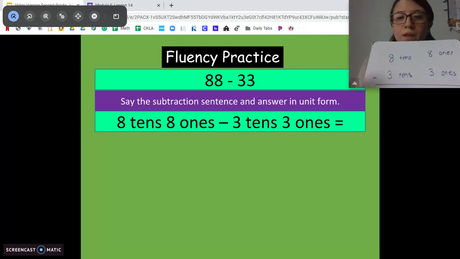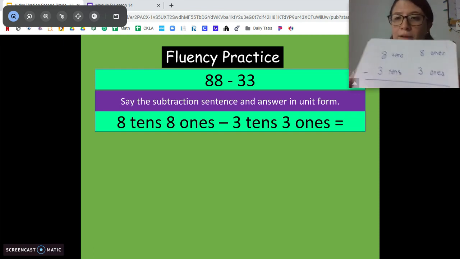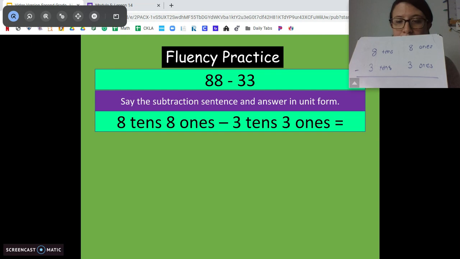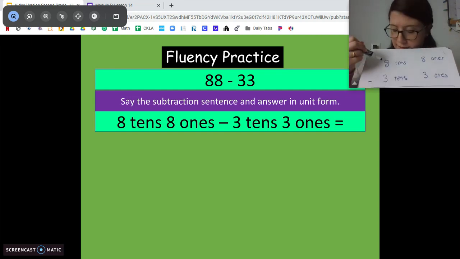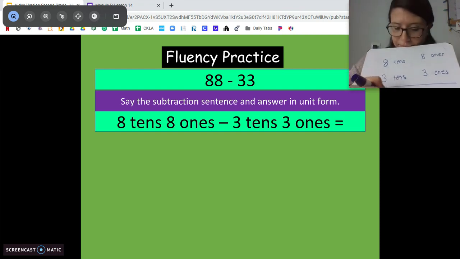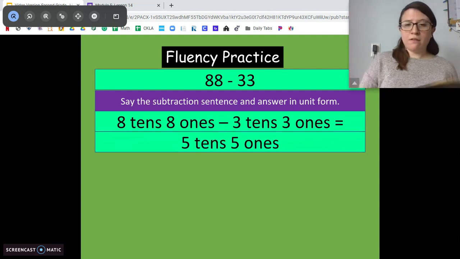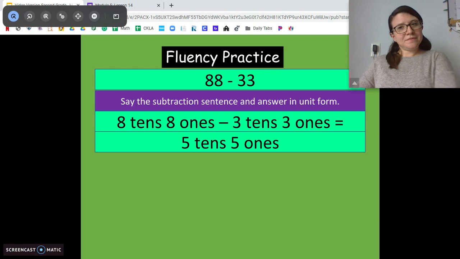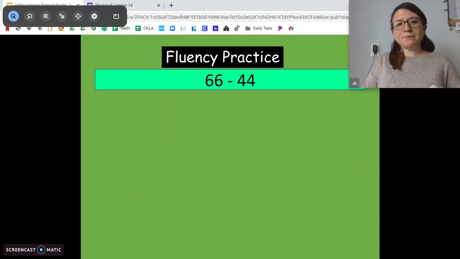Here we go. So we're going to start with our ones. 8 ones minus 3 ones is how many ones? Awesome. 5 ones. 8 tens minus 3 tens is how many tens? 5 tens. So we get 5 tens, 5 ones. And what's that number? 55. Beautiful. All right, let's do one more.